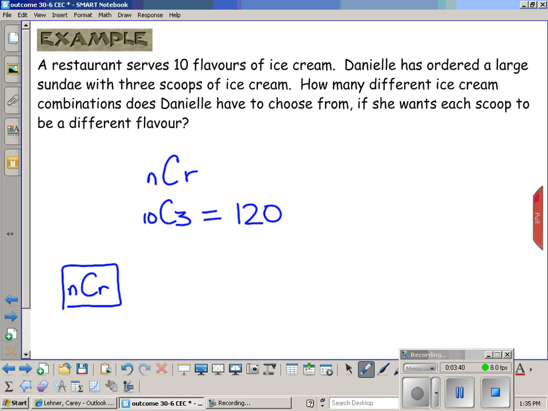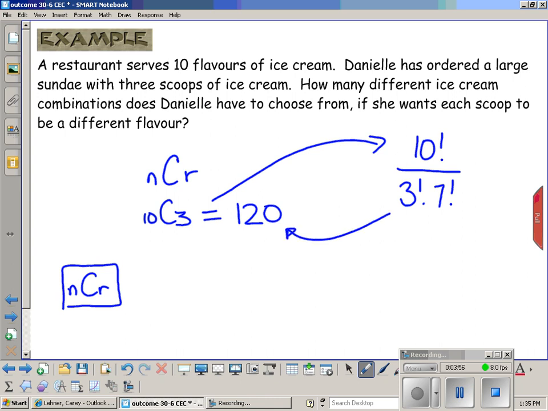If you did not have that button on your calculator, you could use the formula. We have 10 total choices. We are choosing 3 of them. That means there are 7 we are not choosing. And this will also give you 120. It is just that if you have the nCr button on your calculator, it does the formula for you. So please make sure you can find that. Maybe pause the video, make sure you know how to use that button, make sure you can get 120.